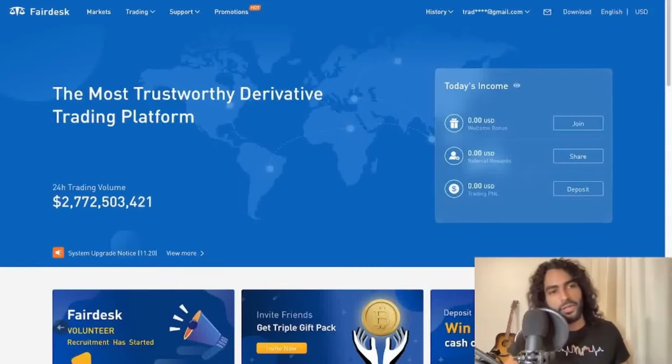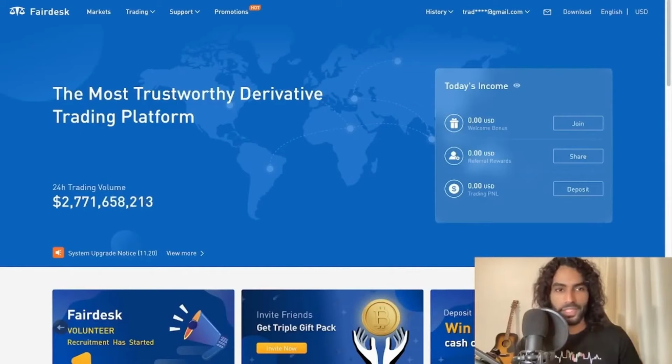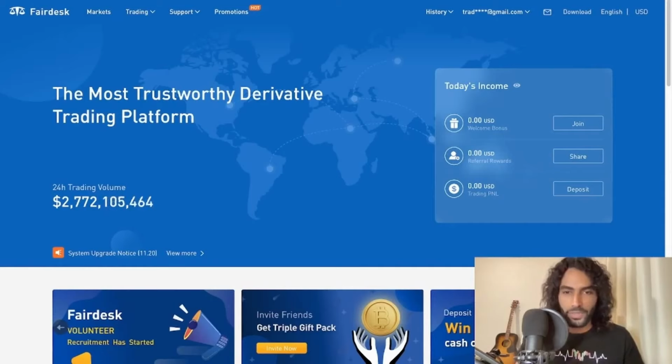So we're gonna talk about Fairdesk. Consider it for trading cryptocurrency, because it has leverage trading. We're gonna discuss what leverage trading is and what the fees are for this platform, and how to trade with less fees.